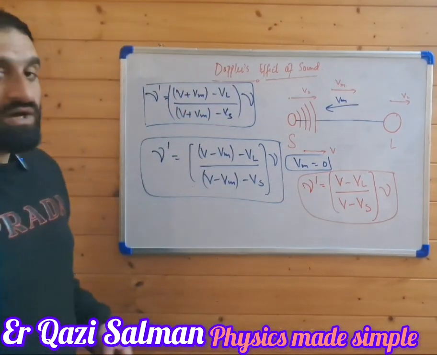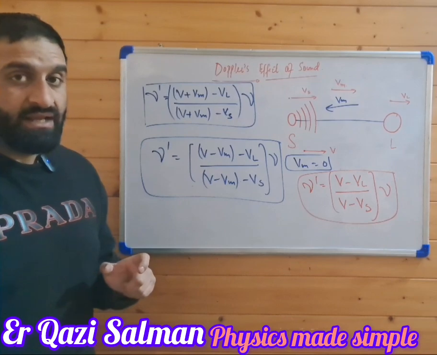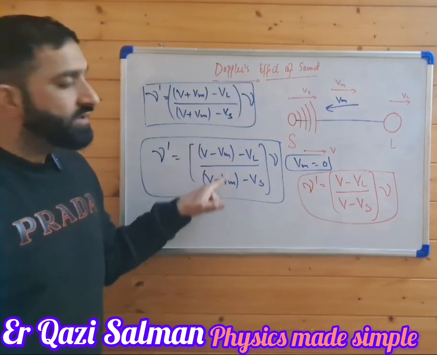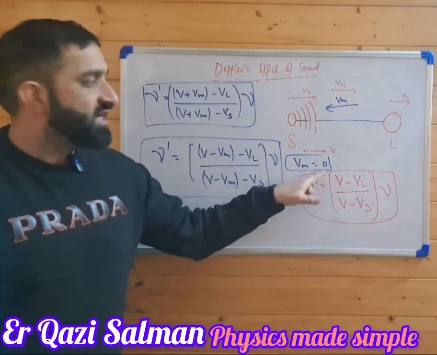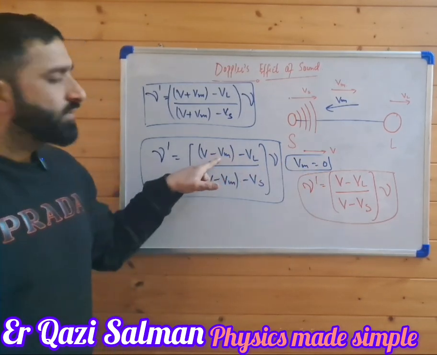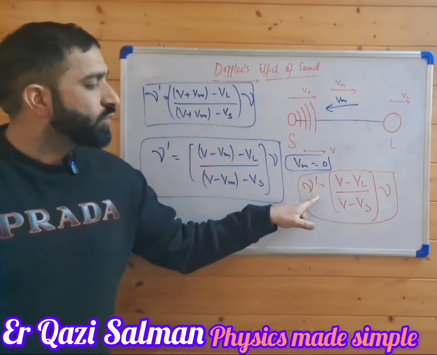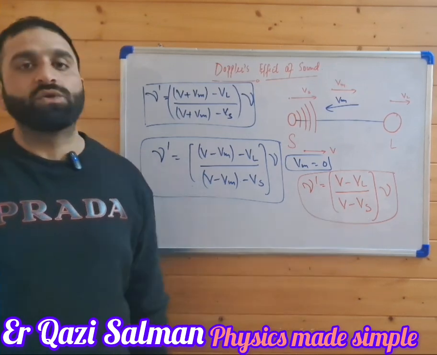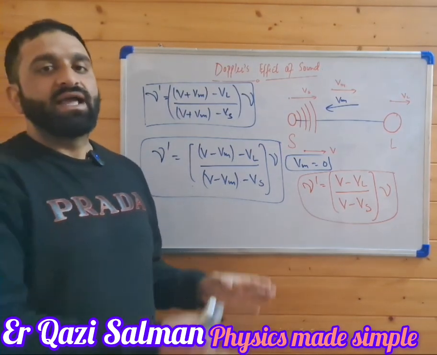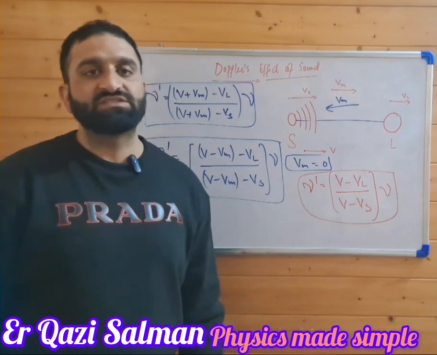Why? Because here vm is equal to 0 as the medium is at rest. Putting vm equal to 0 in this equation, we get nu dash is equal to v minus vl divided by v minus vs into nu. This is the general form of the Doppler's effect.